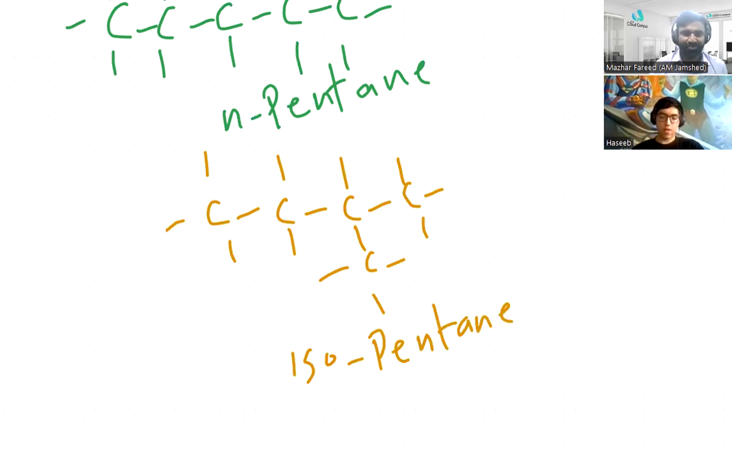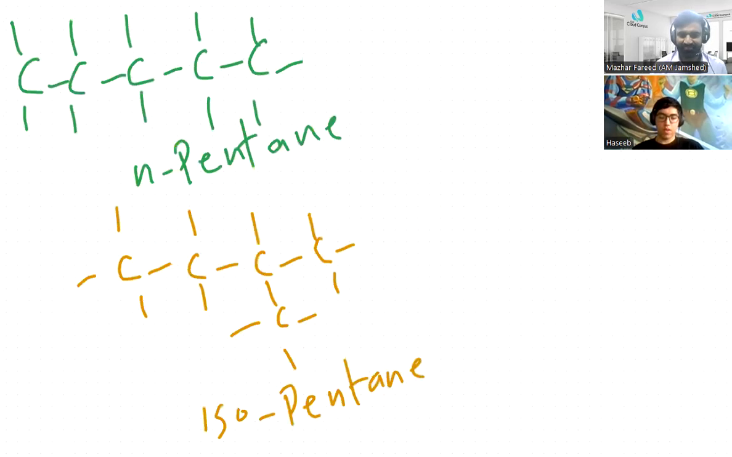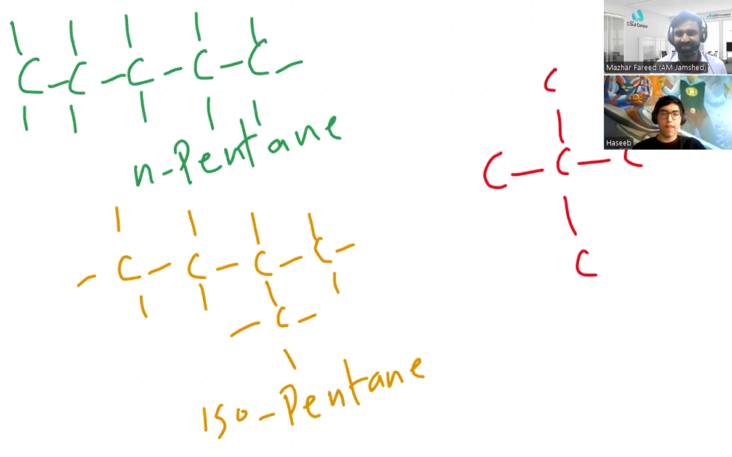And you can make another structure. You have to make another structure. You arrange 3 carbons in series and 2 carbons in branch. Okay? 2 carbons.